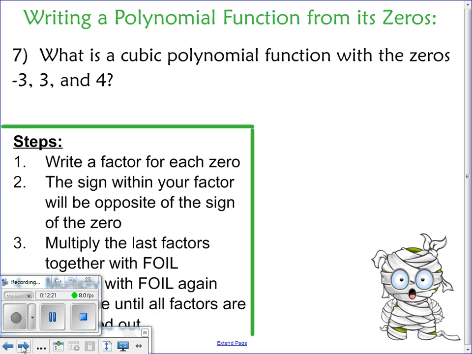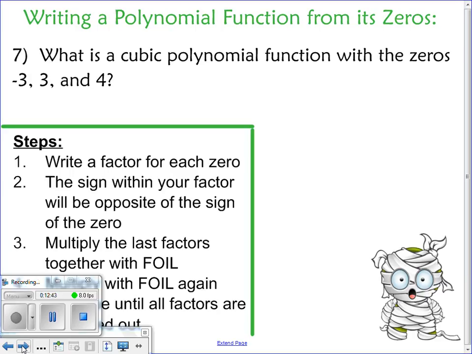All right. So now let's do the reverse. If I give you the answers, can you go back and tell me what the original problem was? But you will in a minute. All right, so what is a cubic polynomial function? Cubic, it's going to be an x to the 3rd. So how many answers should you have?